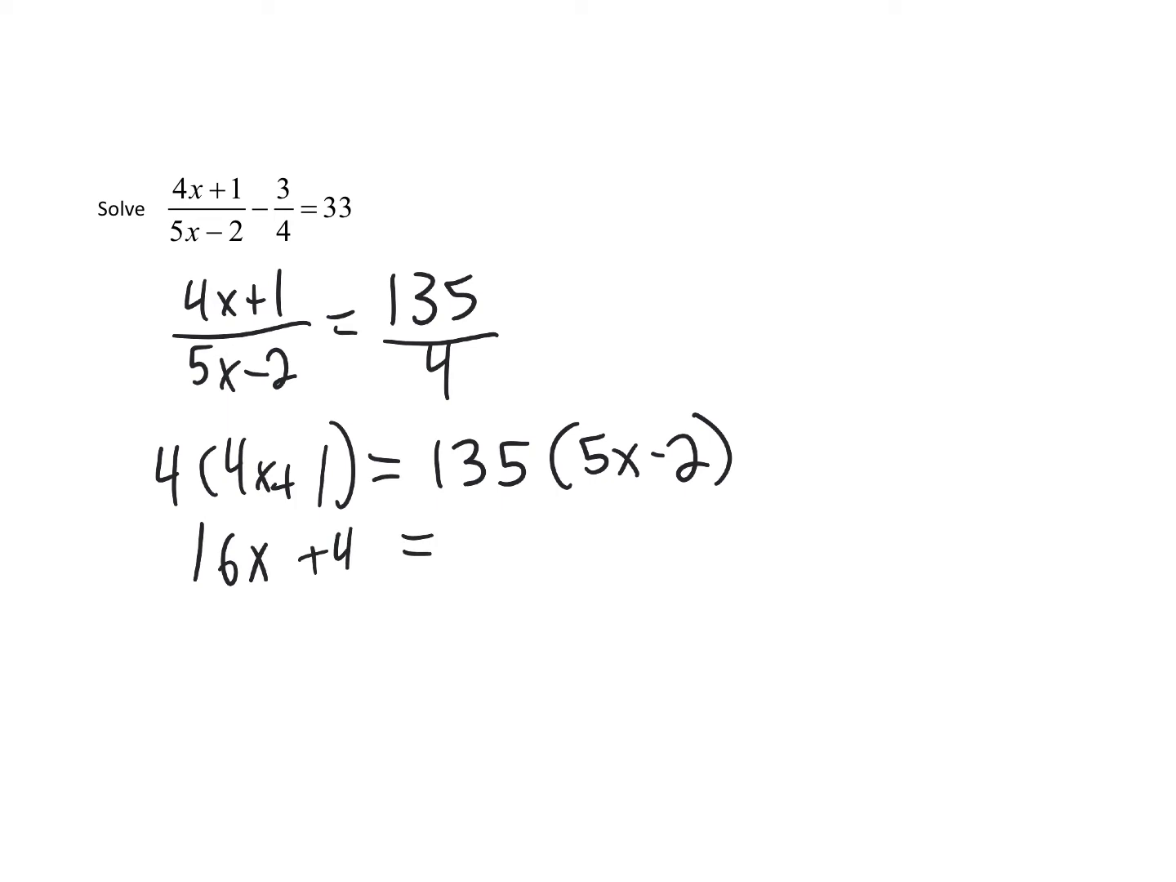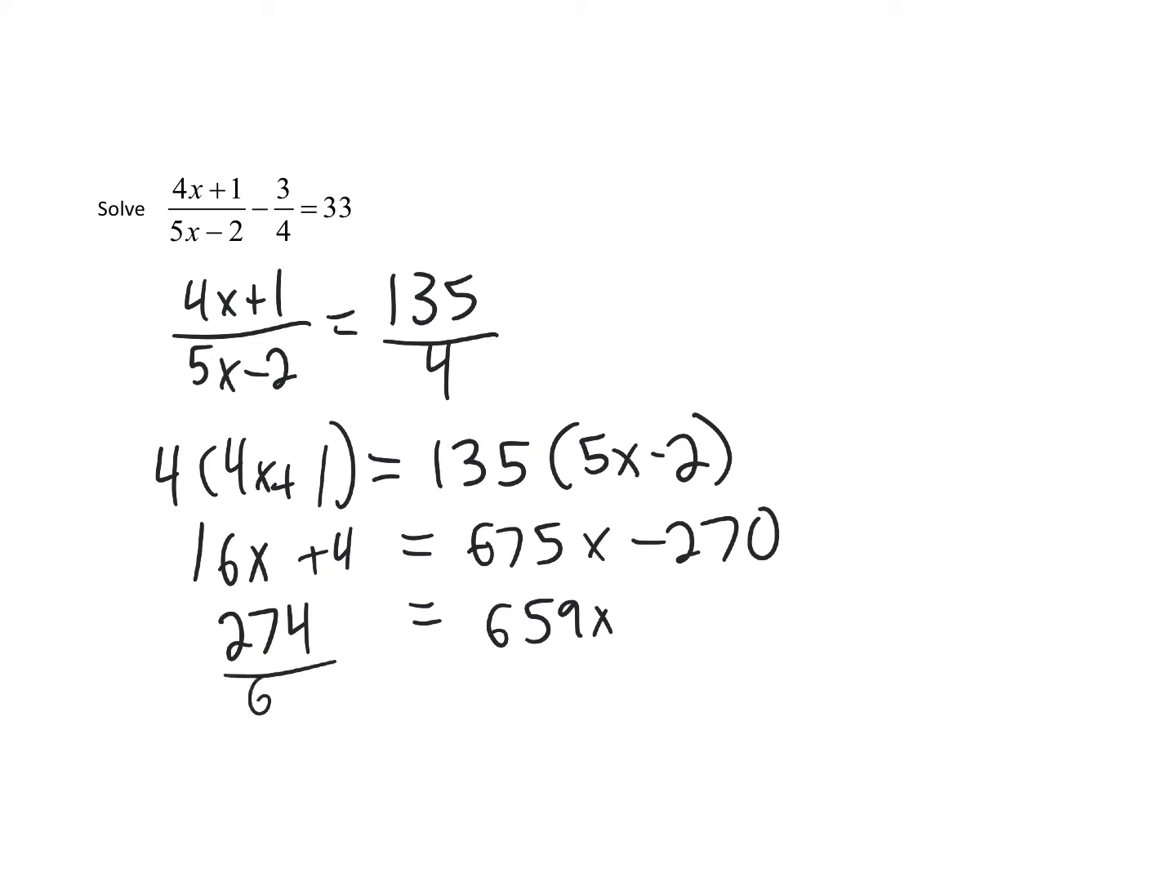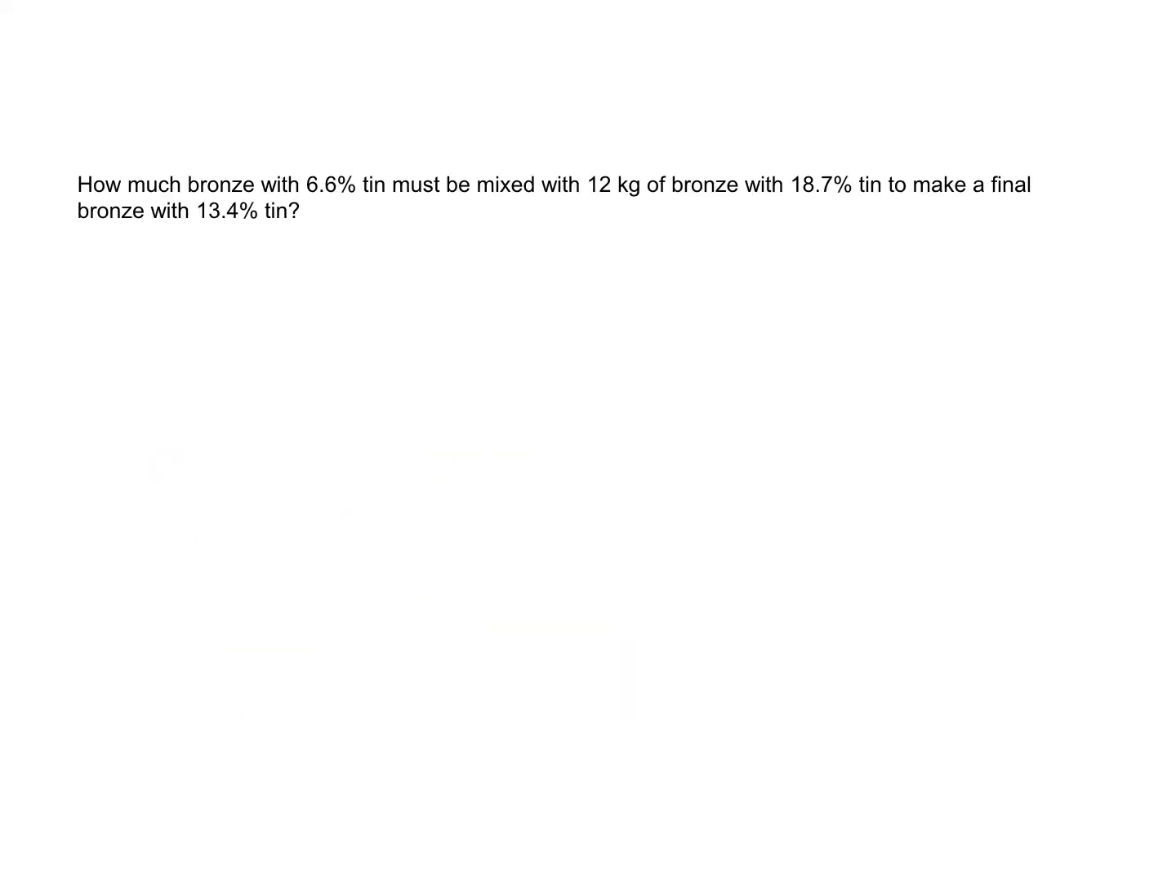Multiply out each side. Now I moved the x's to the right hand side and the non-x's to the left, giving me, and then divide both sides by 659. Give me x approximately 0.416.